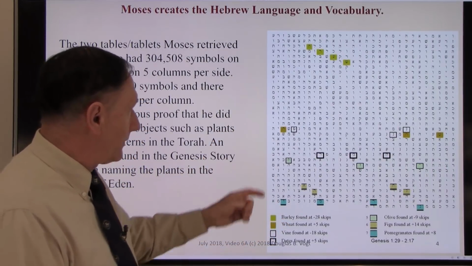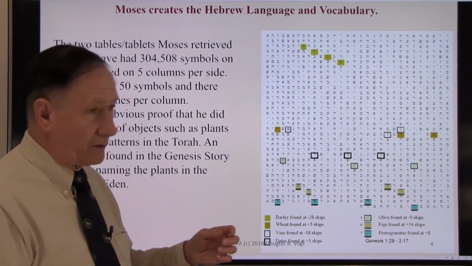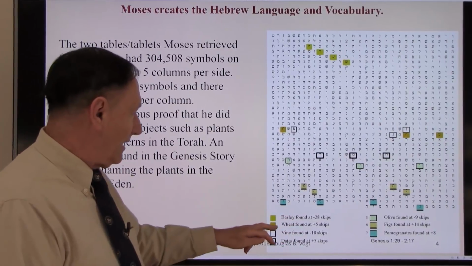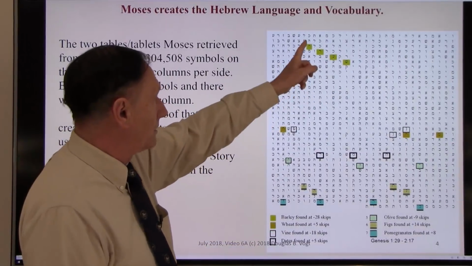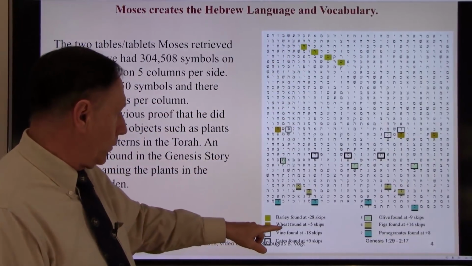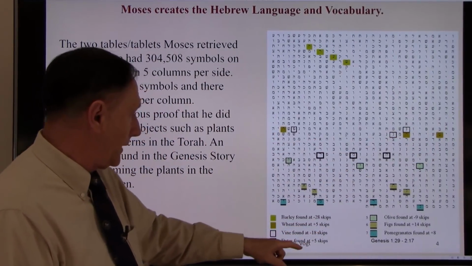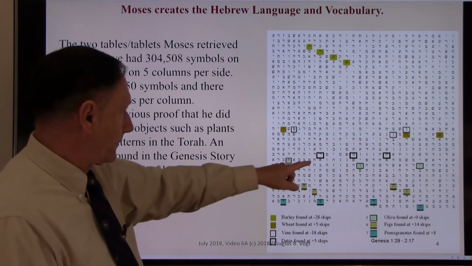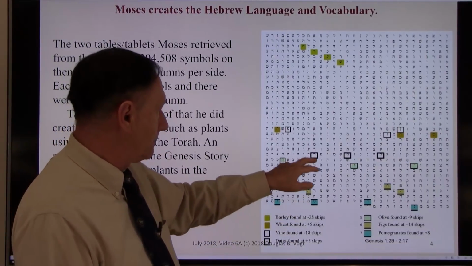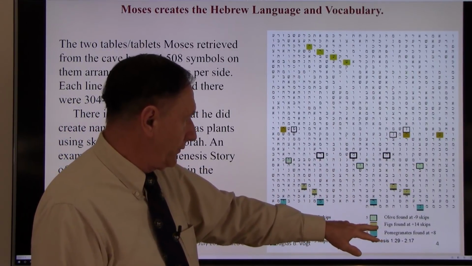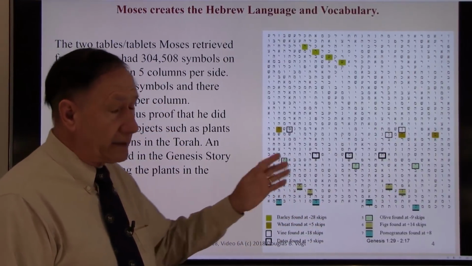So here are some examples. I've made them in different colors. I hope you can see it. If you're on a regular PC, you should be able to see this. On a cell phone, I don't know. Barley is found at 28 skips, minus 28 skips. Wheat is this dark color, and that was every plus 5 skips. Vine here, there. And then dates, these dark ones, etc. Olive, figs, pomegranate. And there's more. But the point is he did use this method.